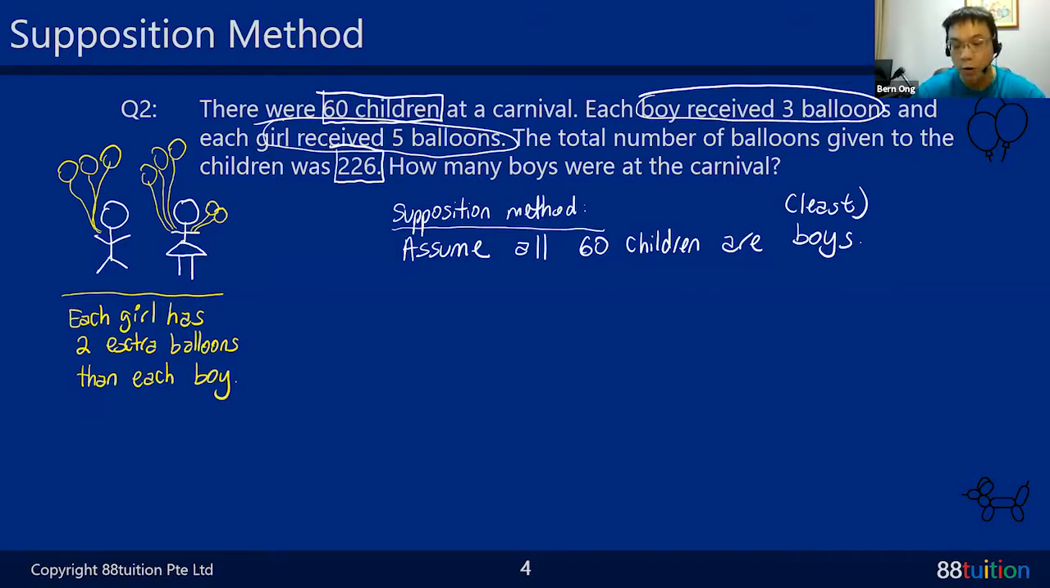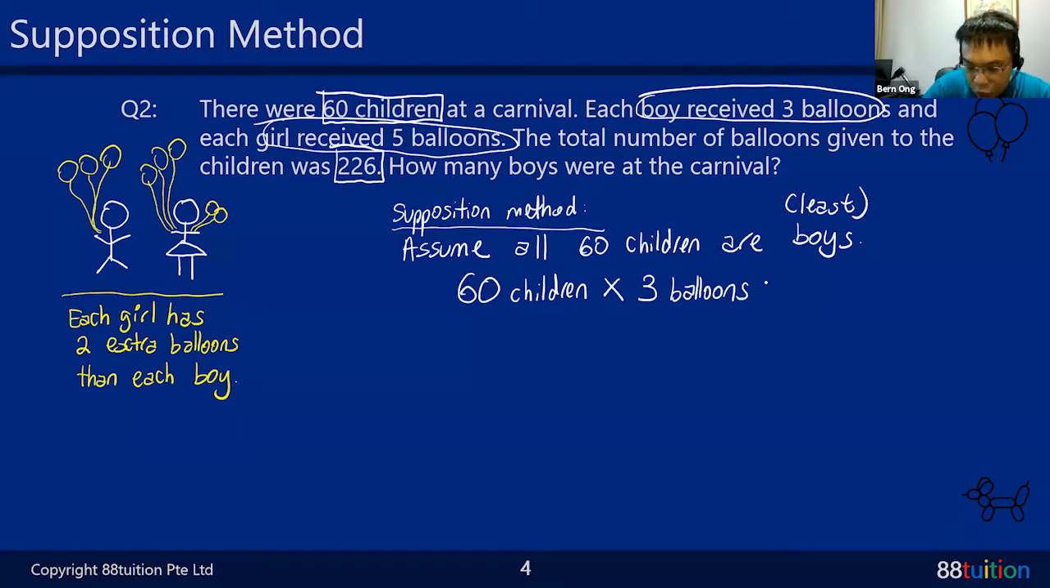So you assume all 60 children are boys. Boys means they each got 3 balloons, right? Means that I got 60 children, all of them are boys, and each of them got 3 balloons. Can you see now? So down here, 60 children times 3 balloons will give you a total of 180 balloons.